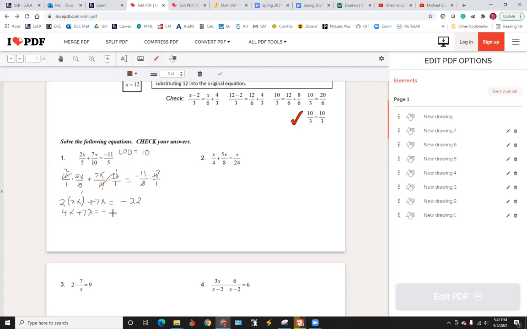So what do we get for an answer? We get 11x is equal to negative 22. Dividing both sides by 11, we're still using the same old rules with that. All right, and so I'm just going to spot check this one. Negative 2 substituted for x gives us negative 4 fifths, because 2 times negative 2 is negative 4 over 5.